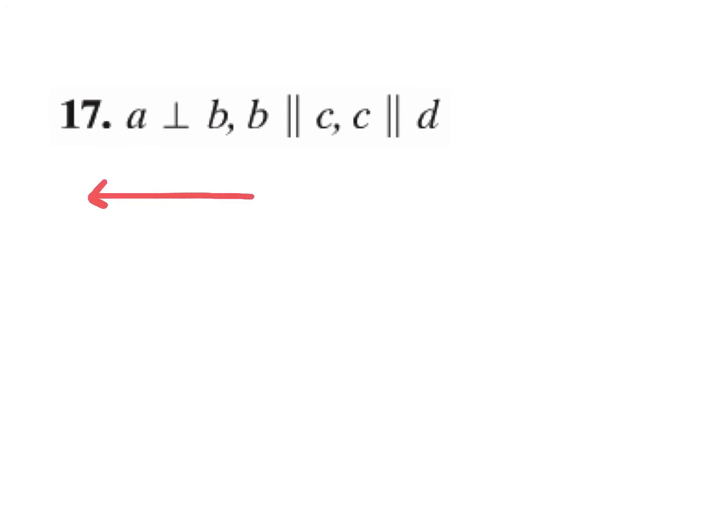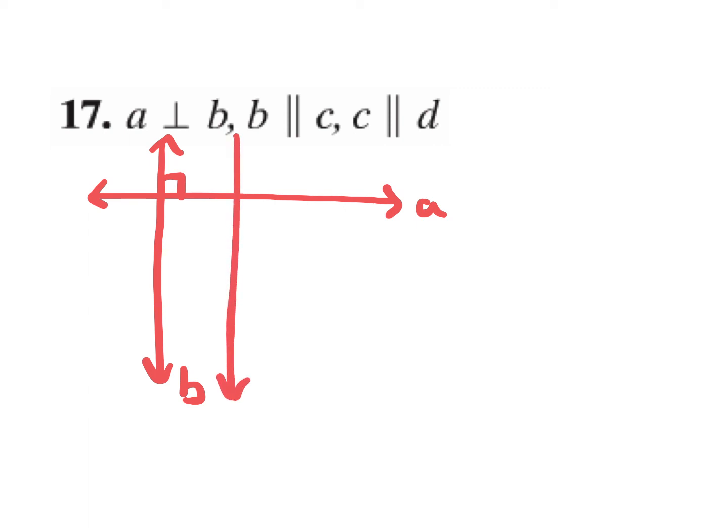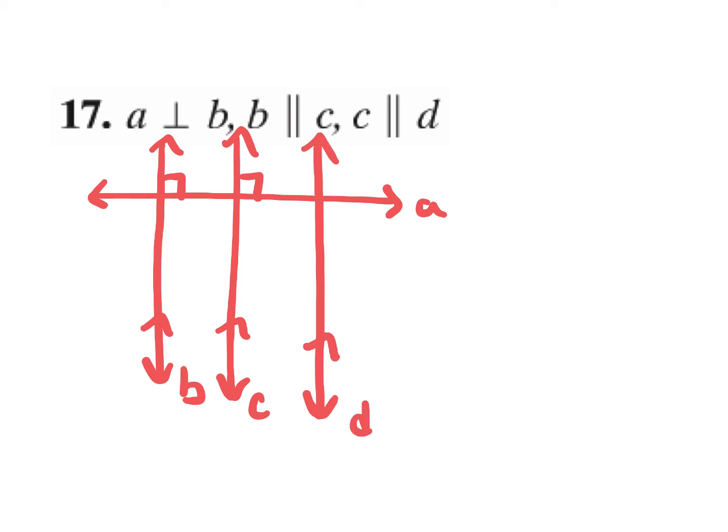Then I have line A and line B are perpendicular. So this is the right angle. Then it says that line B is parallel to C. So C goes in the same direction as B, forms a right angle, and these are parallel. Then C is parallel to D, so C goes the same direction as D, parallel, and forms a right angle. So I could say that A and D have these opposite directions, so A is perpendicular to D.